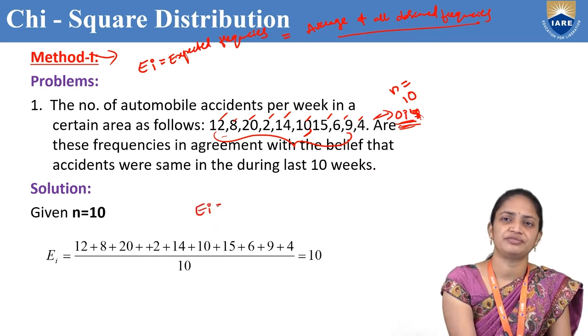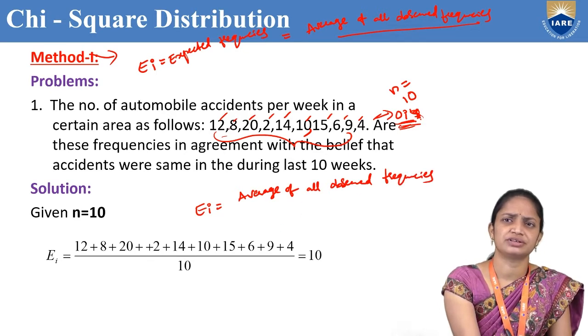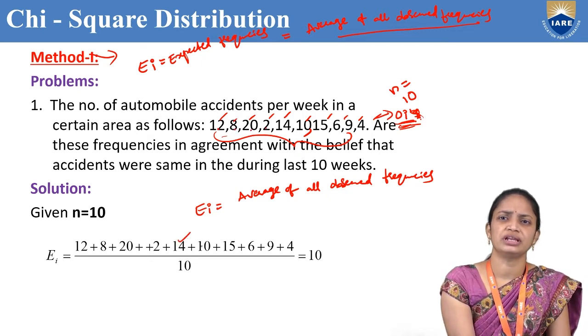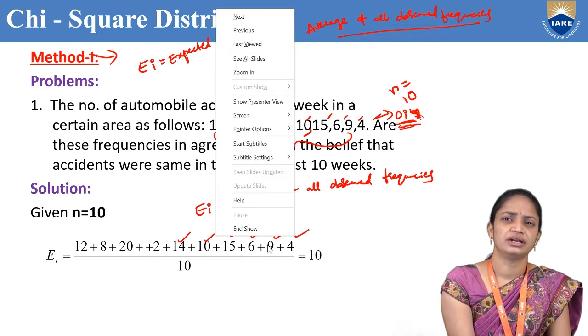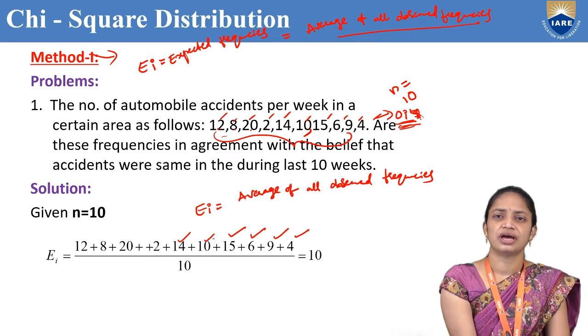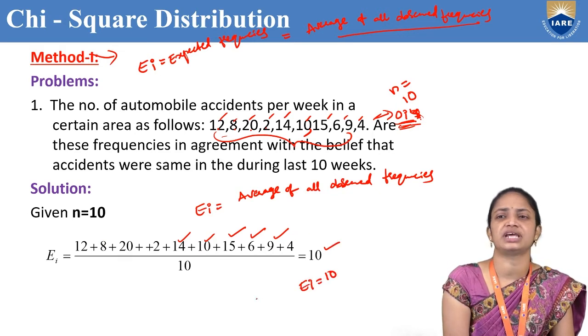So what is the expected frequency in method 1? In this problem, the average of all observed frequencies is our expected frequency. So what is the average? 12 plus 8 plus 20 plus 2 plus 14 plus 10 plus 15 plus 6 plus 9 plus 4, divided by the total number of values, which is 10. So the average is 10, and the expected frequency is 10.